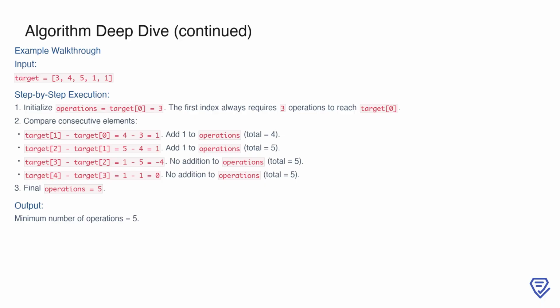Similarly, the difference between target 2 and target 1 is also 1, so we add another 1, making the total 5. For target 3 and target 2, the difference is negative, so no addition is made. Finally, the difference between target 4 and target 3 is 0, so again, no addition is made. The final value of operations is 5, which is the minimum number of operations required.